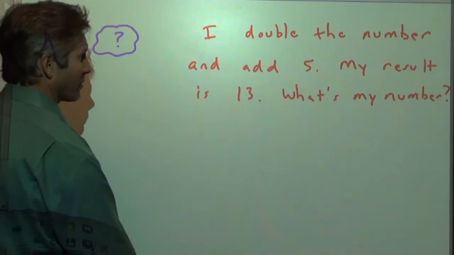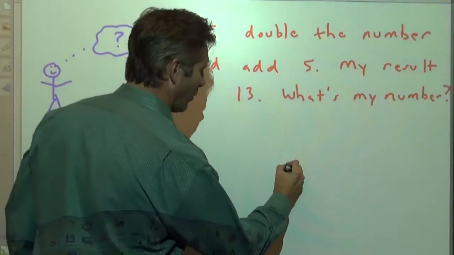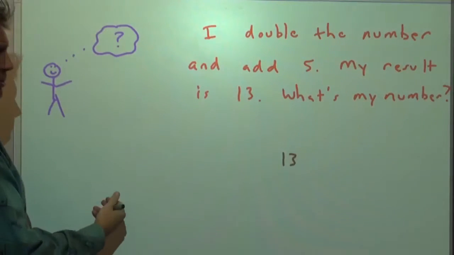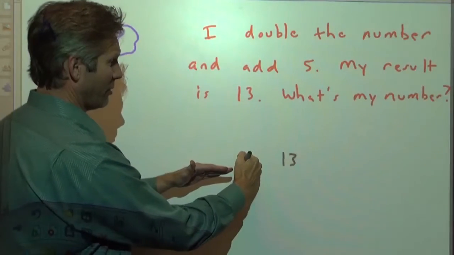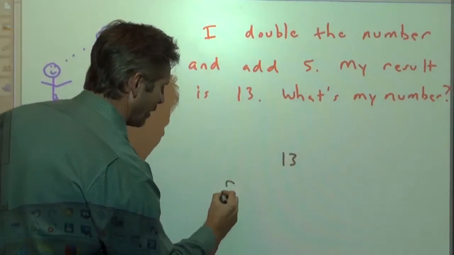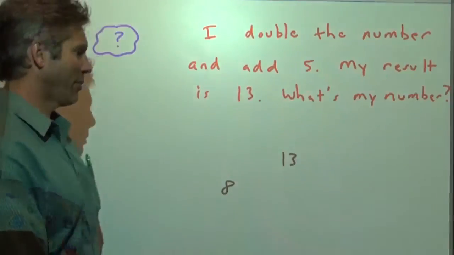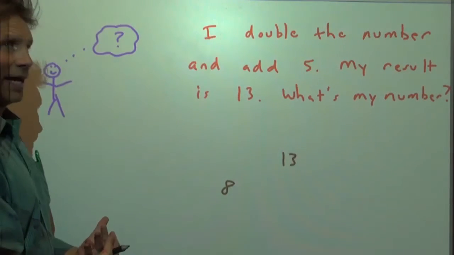Well, if you think it through logically, then your final result was 13. But what you did right before you got the 13 was you added 5 to a number, and that took you up to 13. So if we subtract 5 from the end result, that'll take us back down to 8. Now we had to double the number we were thinking of to get 8. So what number do you double to get 8?